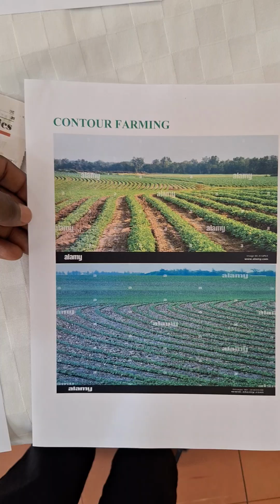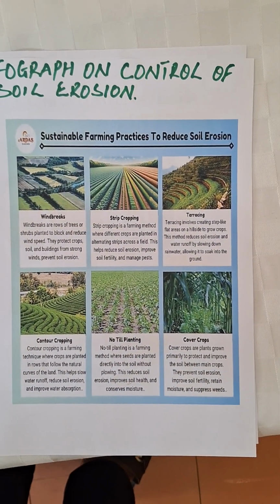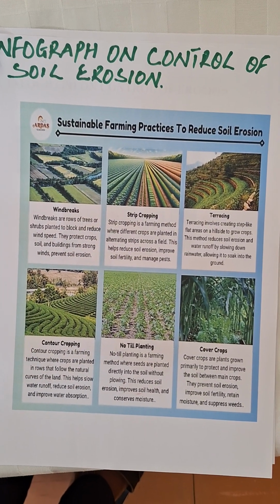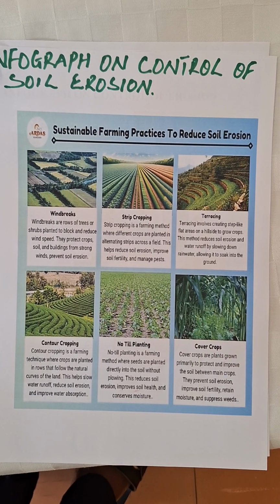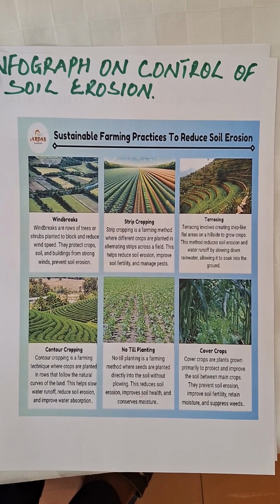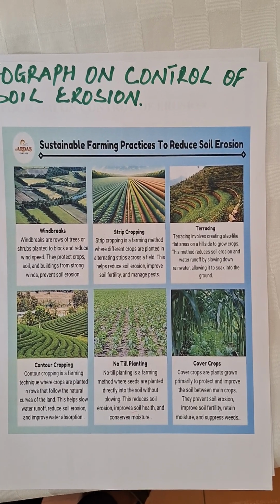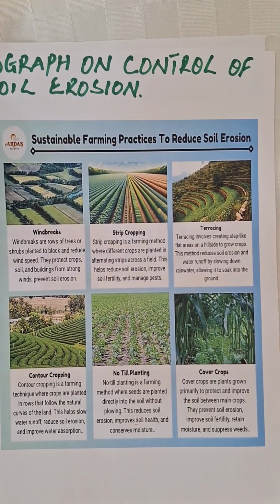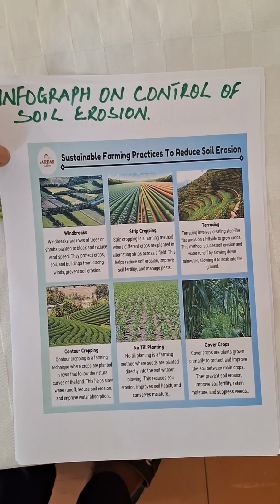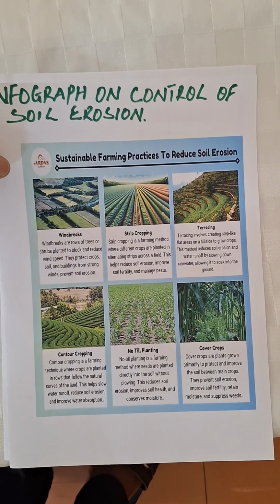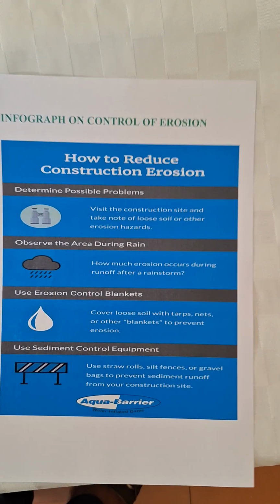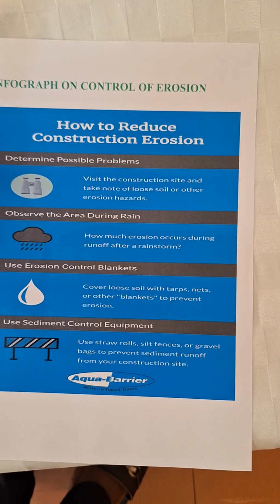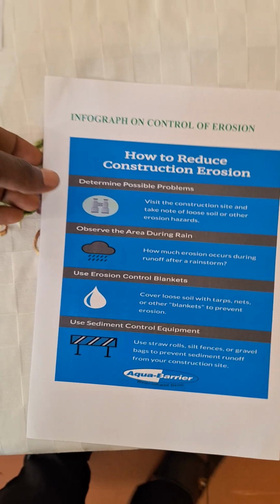and contour plowing. I would also use infographics to teach my learners about the control measures of soil erosion. These infographics are visually appealing and summarize key information concisely. That one shows the agricultural practices that can help in combating soil erosion. Here is another one, and there is another one on how to reduce construction erosion.